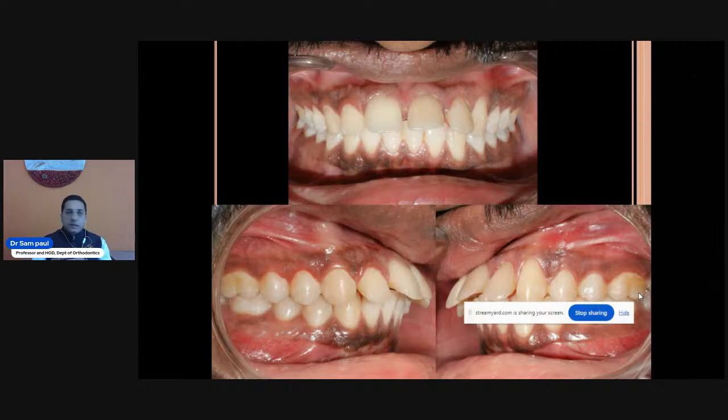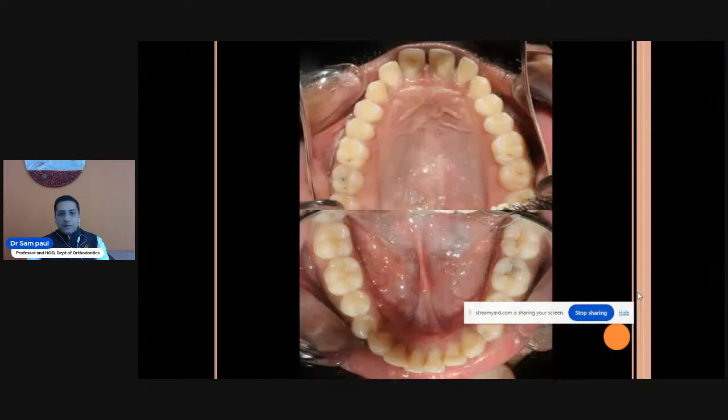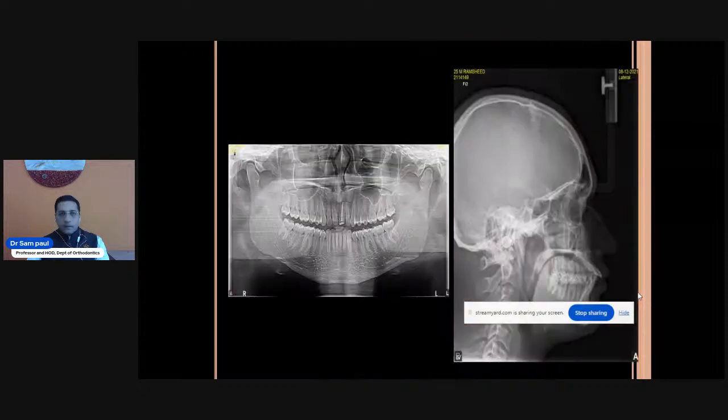This is his intraoral view. You can see the teeth are proclined. The patient complains about proclined upper maxillary anterior teeth with spacing in between the teeth. That was his problem. So we completed this case with clear aligner treatment. This is his maxillary and mandibular occlusal view. And this is his OPG and lateral cephalogram pre-treatment.